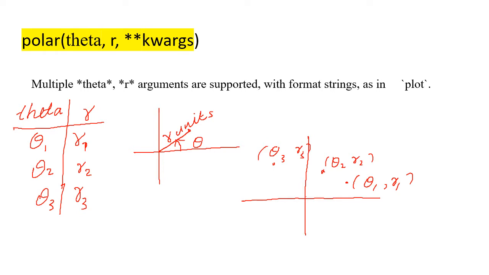Now what we do is we just join these points using straight lines. So this way a polar graph is plotted, and you may have as many points as you need. Now we will go through some examples.